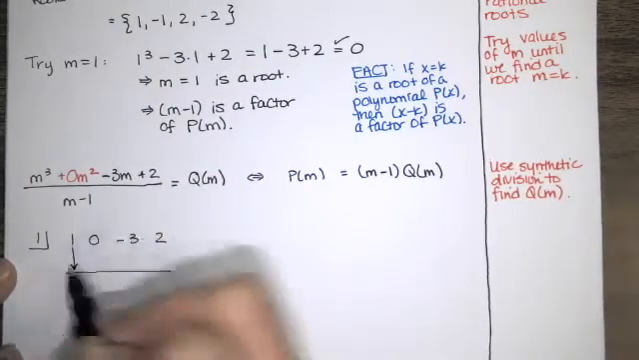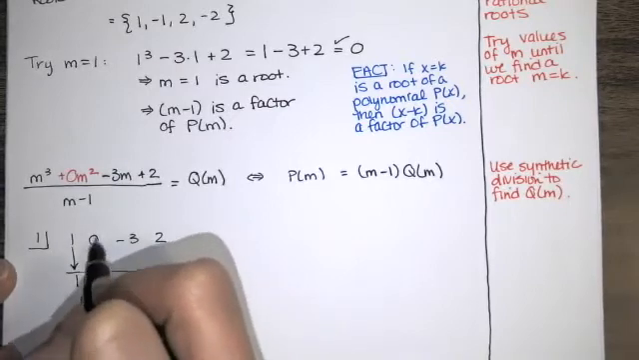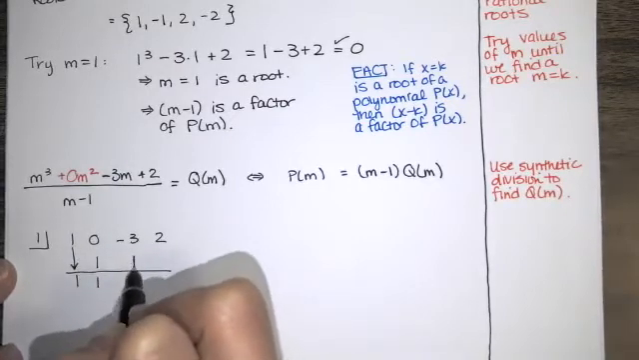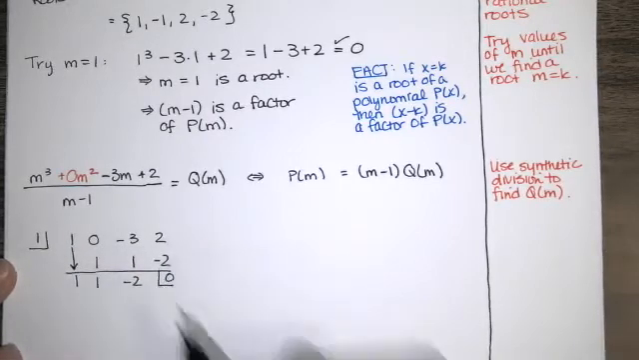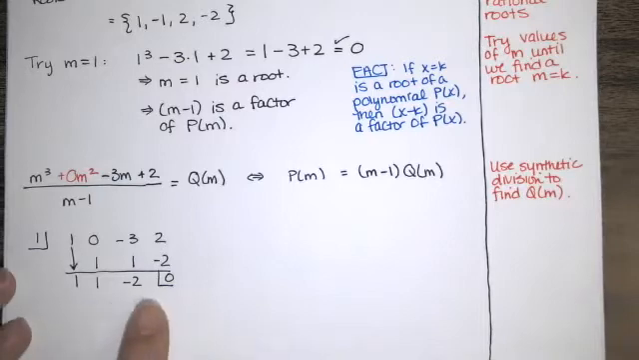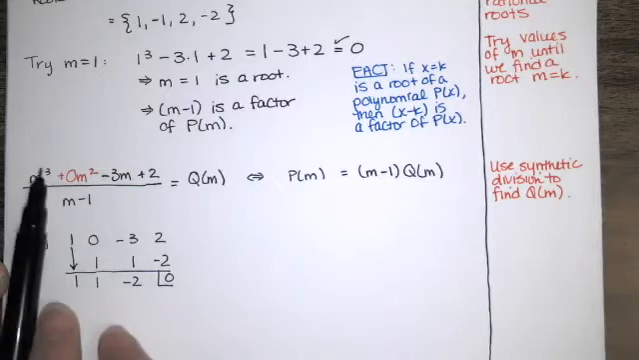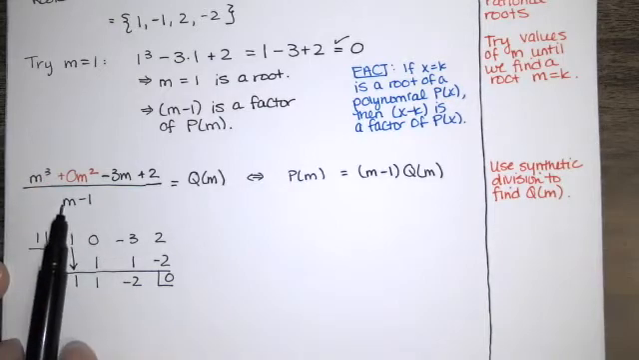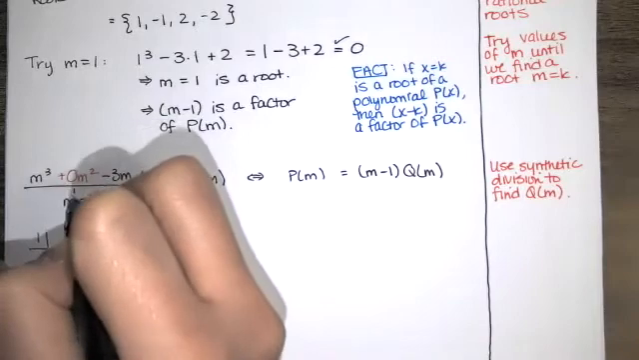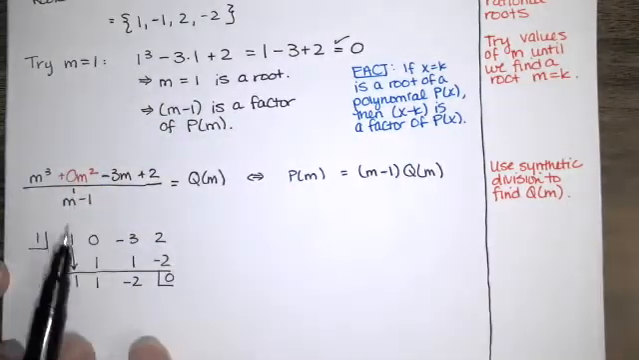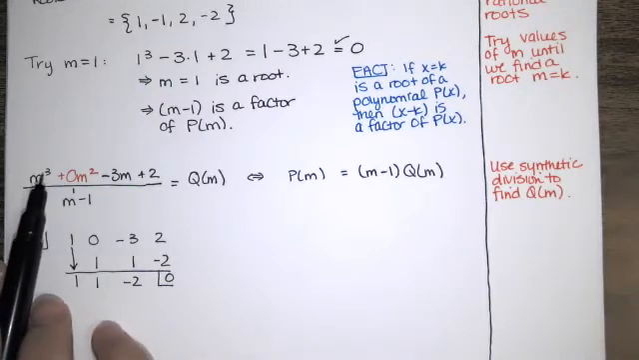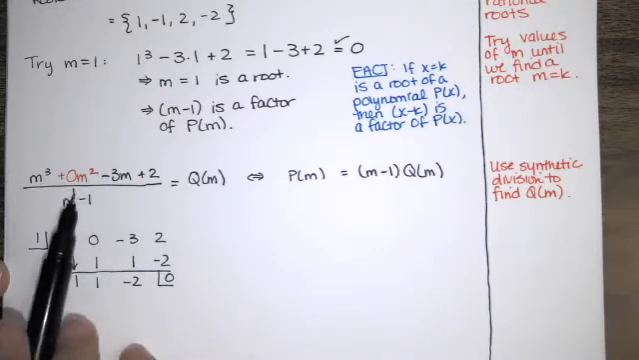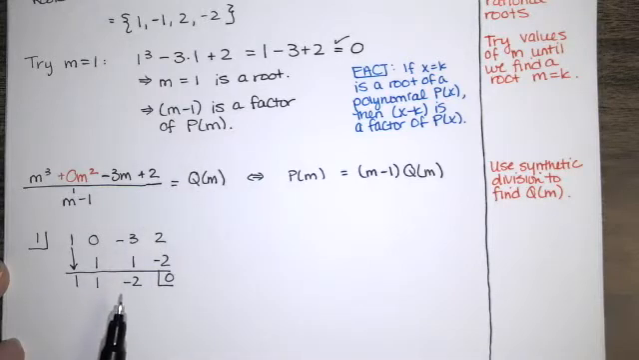And you bring the 1 down, and then you multiply, and then you add, and multiply, and add, multiply, and add. Now these are the coefficients of q of m. Now to figure the degree of q of m, you have to look at the degrees of this polynomial and this one. Since this is degree 3 and this is degree 1, and you're dividing it out, the degree of q is 3 minus 1. You always take this degree and you subtract this degree to find the degree of the quotient.